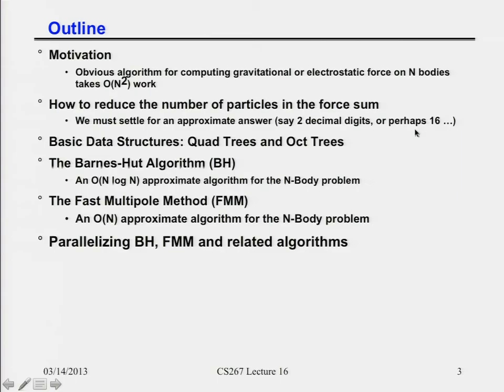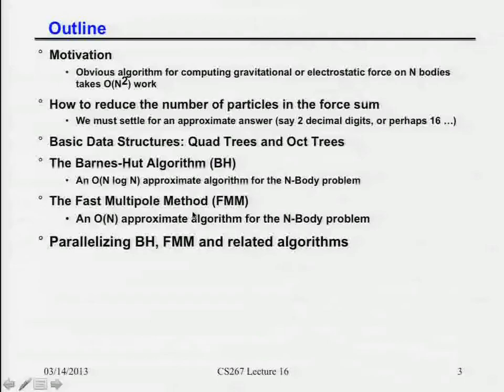Then I'll go down to the details of the algorithms once we understand the math of how you approximate things that are far away. So I'll tell you about the data structures, quad trees and octrees. We've seen them before. They're going to come up here again. Then I'll tell you about Barnes-Hut. Then I'll do fast multipole. I may or may not get to the end of that today.